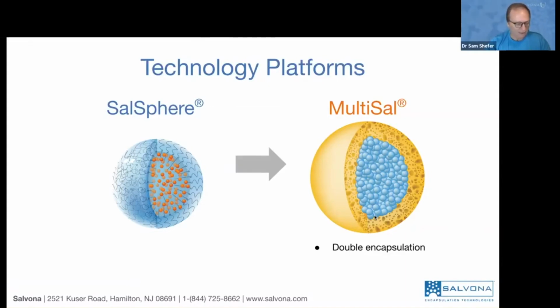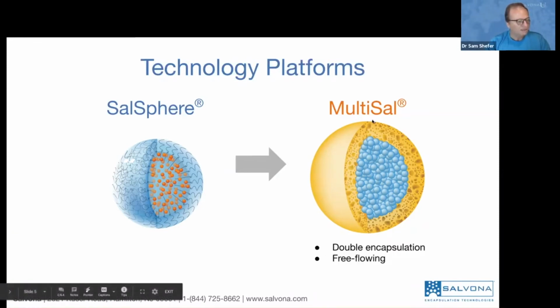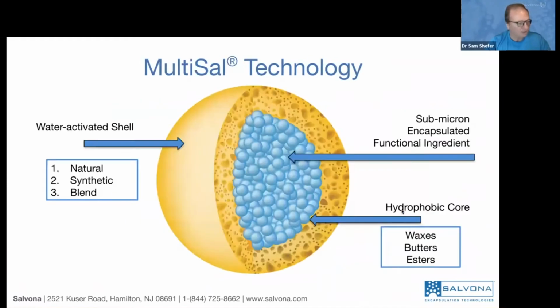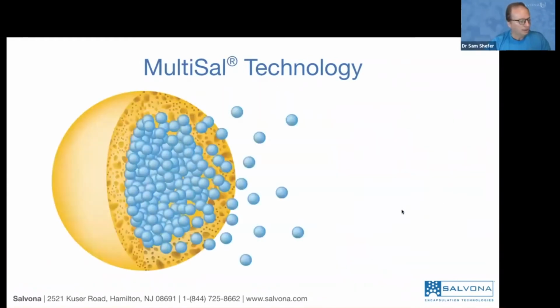So already you understand that the first product, Sal sphere, is a liquid. MultiSal is a powder. It resembles a double encapsulation, which means the first time is Sal sphere, and the second time you see the wall that locks in the Sal sphere. It's a free-flowing powder compared to Sal sphere, which is a liquid. And the release is totally different from Sal sphere. In order to release, the shell, the yellow fraction, has to break down. How does it break down? I'll tell you in a minute.